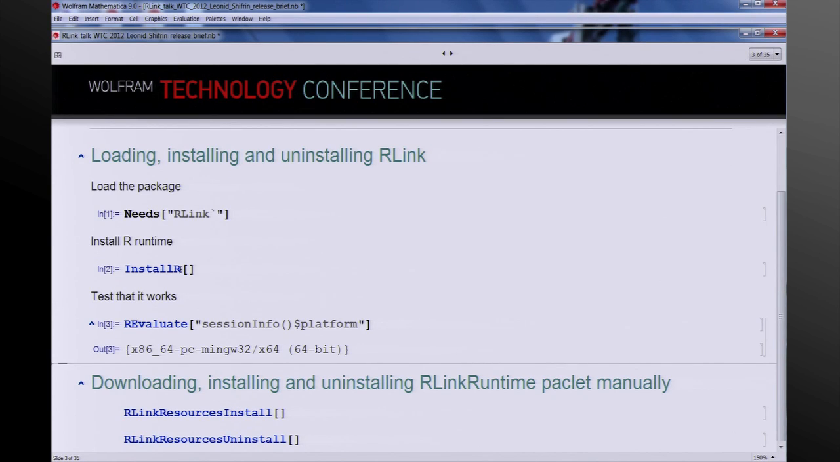R distribution does not come bundled with RLink by itself. R distribution is packaged as a paclet, and it lives on a Wolfram paclet server. So what this does, this downloads and installs this paclet, and it only does that once per your work on a given machine or system. Then all subsequent times you won't have to do that.